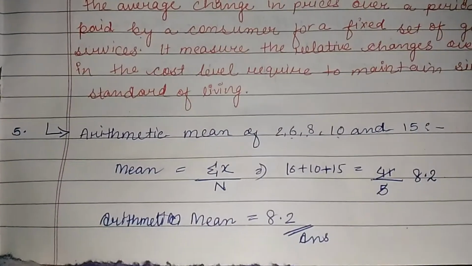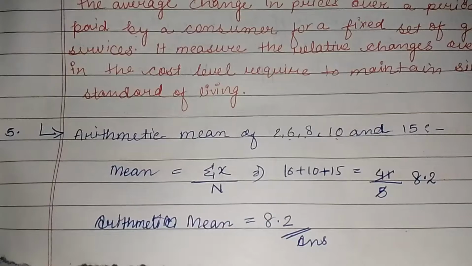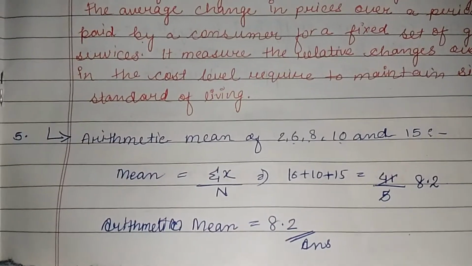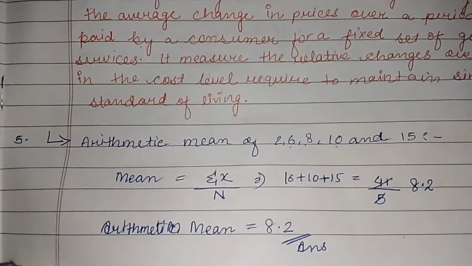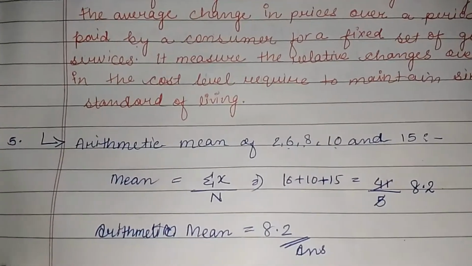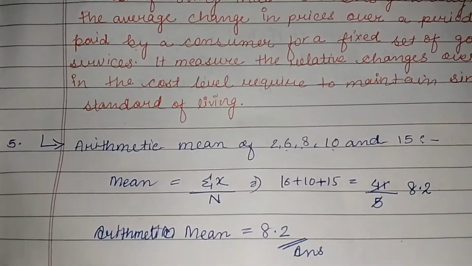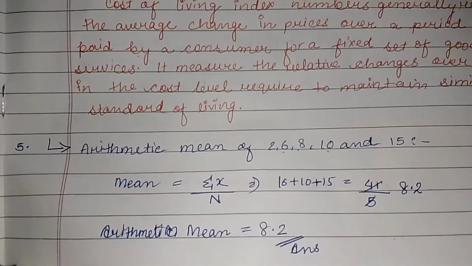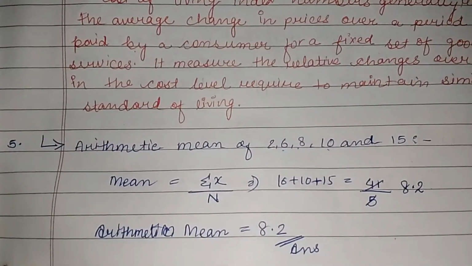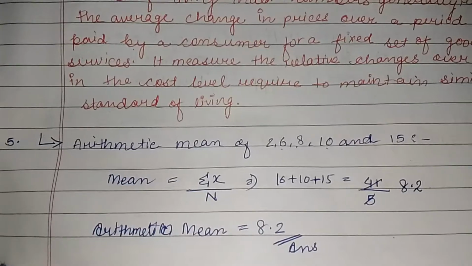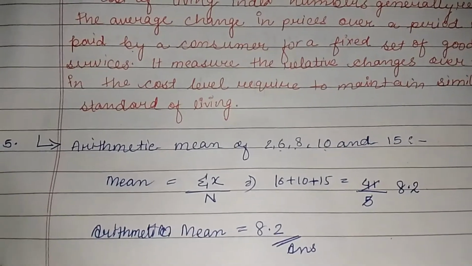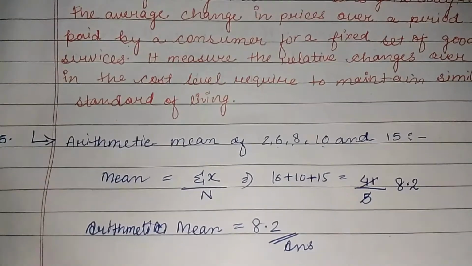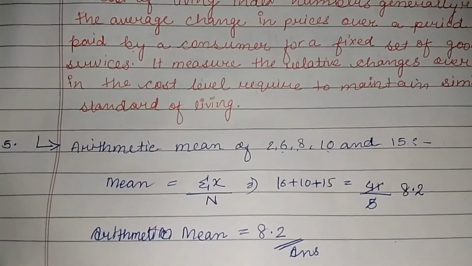Number 5, you will be given numbers for which you have to calculate arithmetic mean. For example, arithmetic mean of 2, 6, 8, 10 and 15. So as we know that mean equals to sigma x by n, so sigma x equals to 41 and n is 5, so 41 by 5, that is 8.2. So our arithmetic mean will be 8.2.